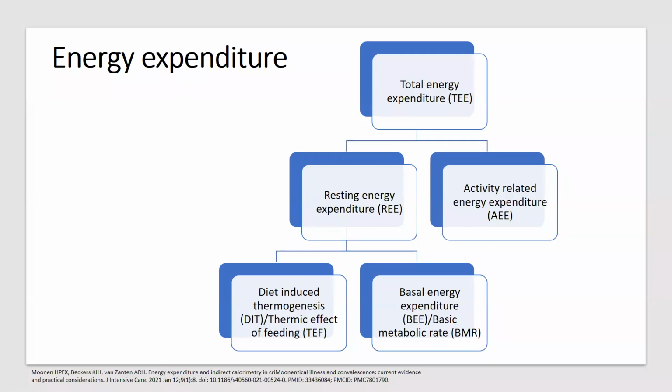So it's energy expenditure. Total energy expenditure, or TEE, can be broken up into two different phases. There's resting energy expenditure, which is made up of your basal energy expenditure as well as any diet-induced thermogenesis. And there's also activity-related energy expenditure. When we talk about critical illness and nutritional evaluations, we're really focusing on this resting energy expenditure.